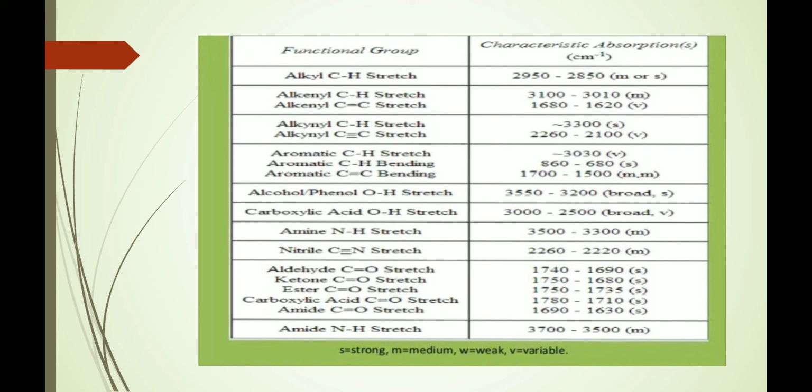Here are the functional groups and characteristic absorptions. We can see S here. S means strong, M means medium, W means weak, and V is used for variable.